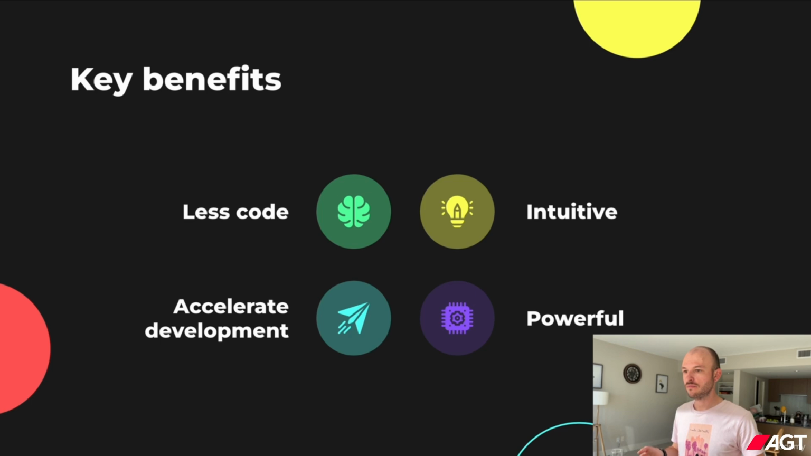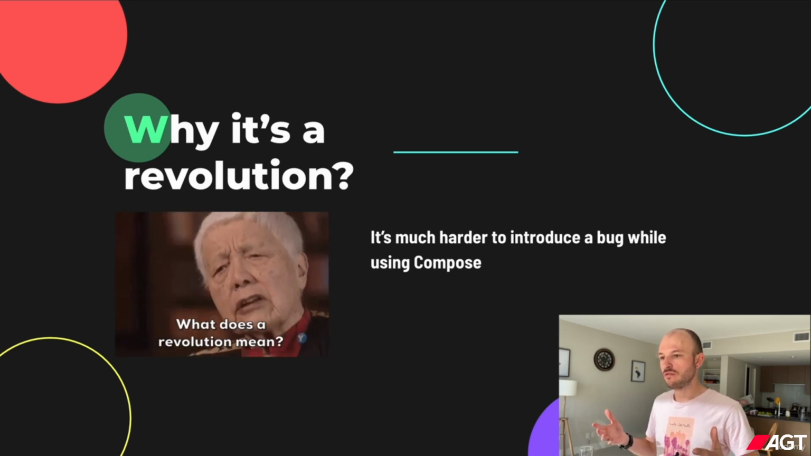Accelerate development. Compatible with all your existing code, so you can adopt when and where you want. Powerful. Create beautiful apps with direct access to the Android platform APIs and built-in support for material design, dark theme, animations, and more. Why is it a revolution?